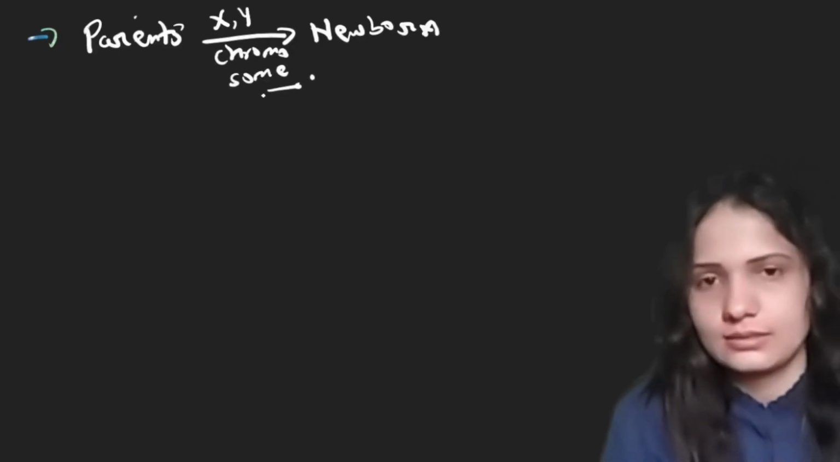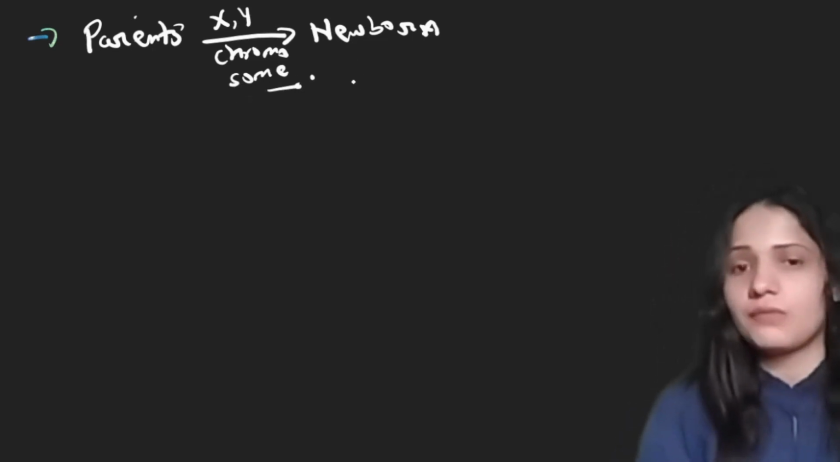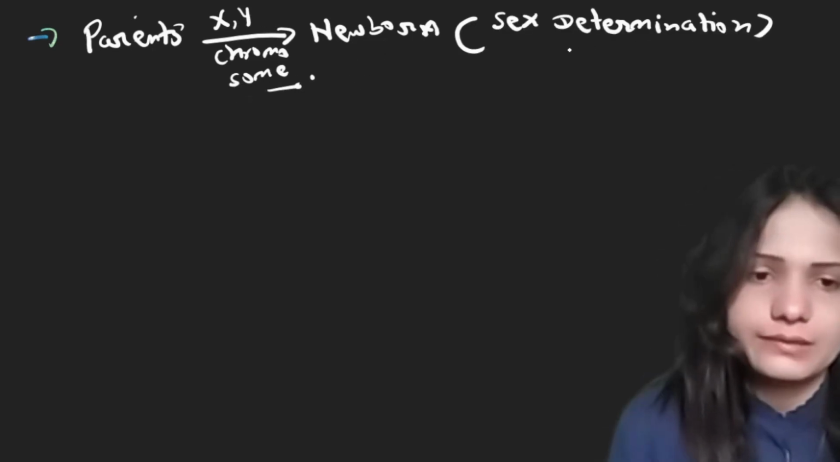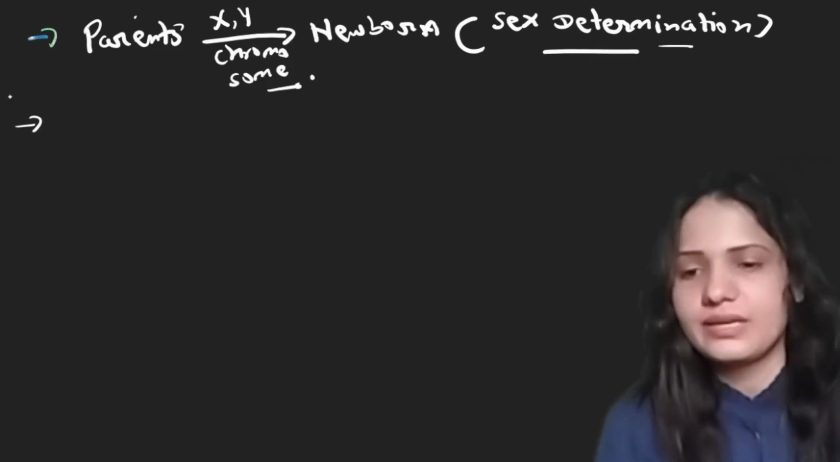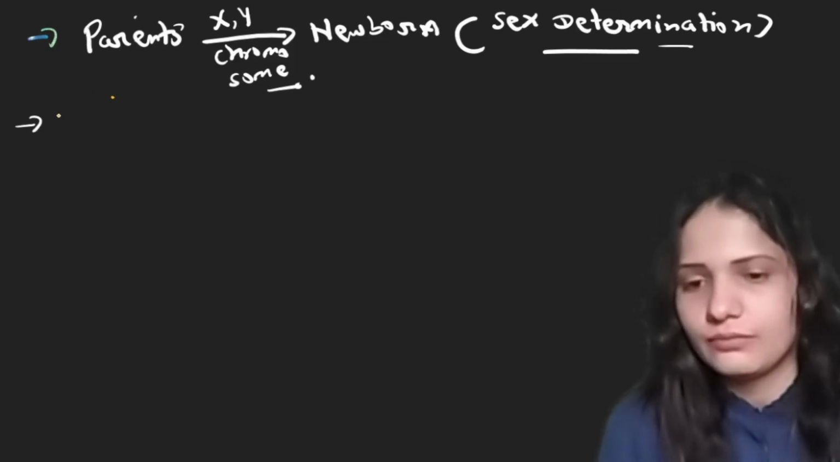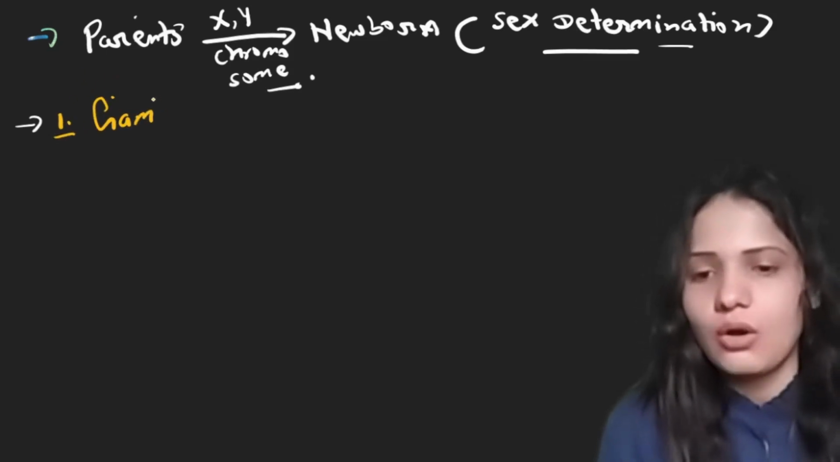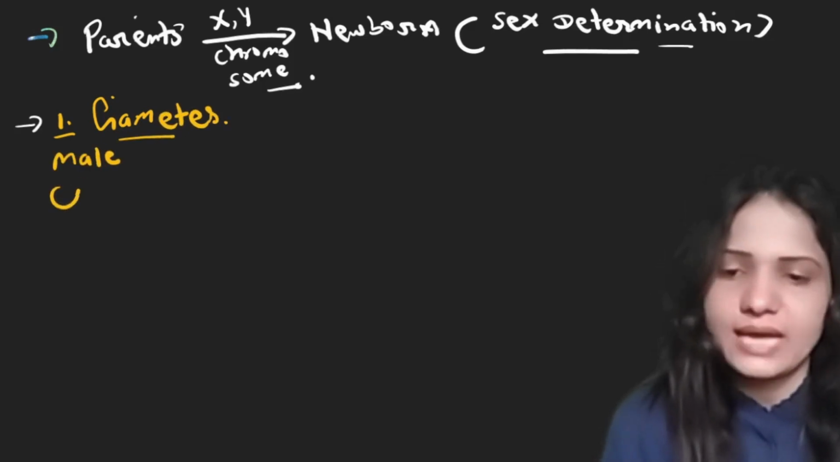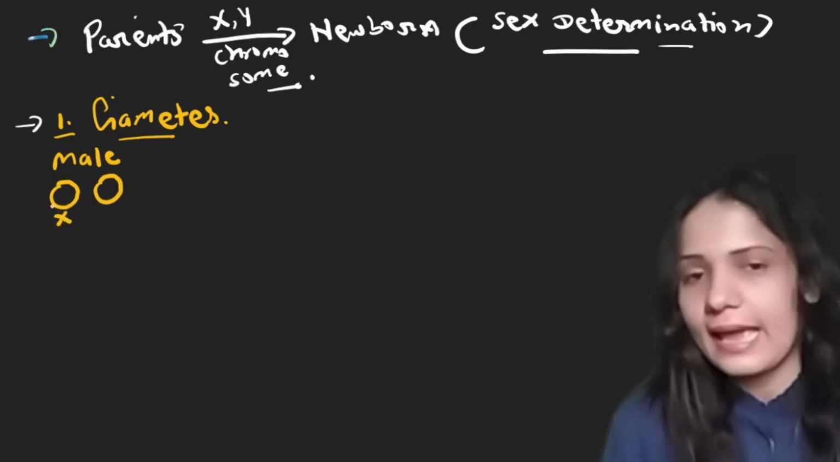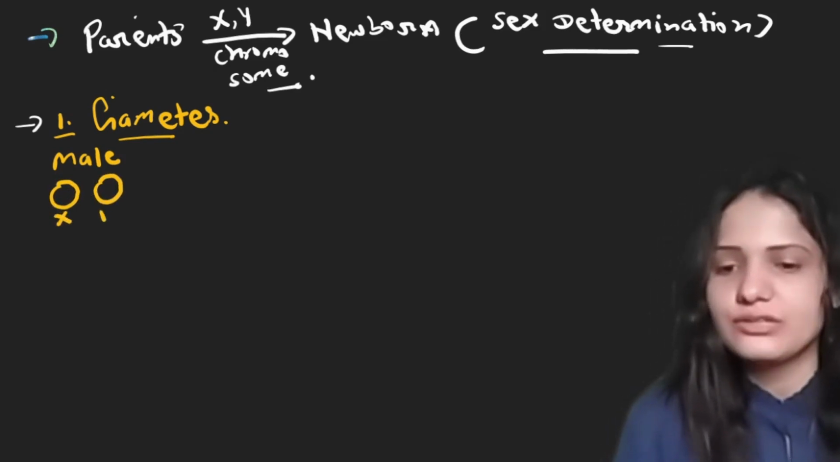Now we can see how these X chromosome and Y chromosome are inherited from parents to child, to newborn. XY chromosome inheritance, and this is the process of sex determination. We are going to cover now how this happens, how the sex is determined. To understand this, we can start from the very beginning, from the step of gamete formation. This you have already studied in your reproduction chapter. Gametes: in case of male, we have two types of gametes. One type of gamete contains X chromosome and another type of gamete contains Y chromosome.